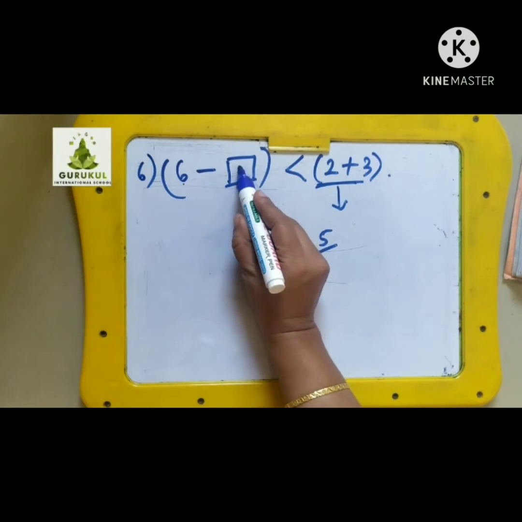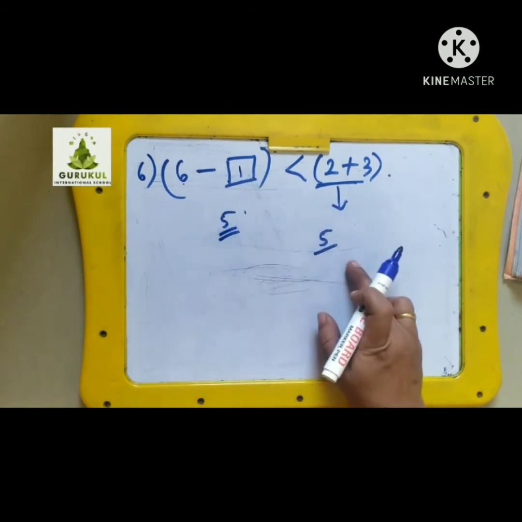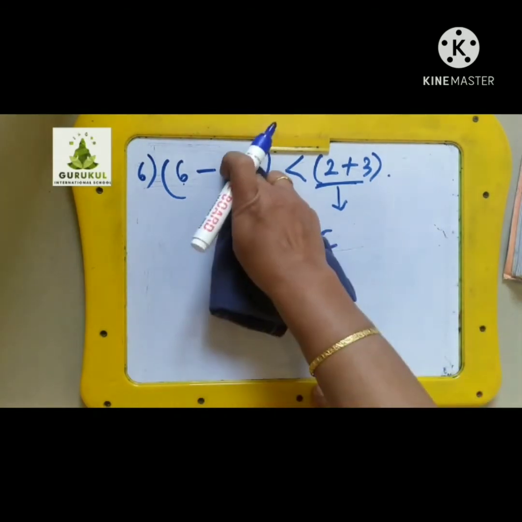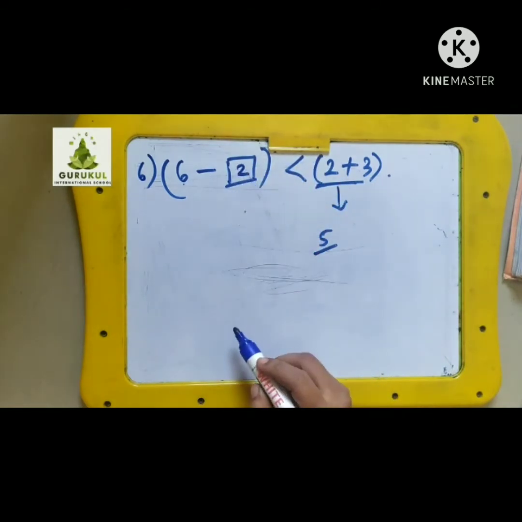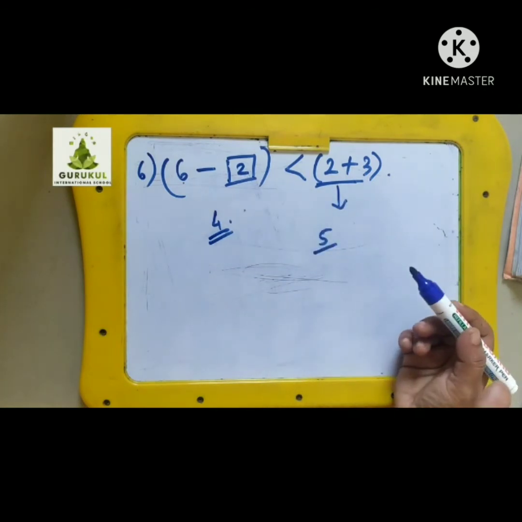So if I do here 6 minus 1, the answer comes as 5. So 5 equal to 5. So this will be the incorrect one. So you can't decide 1 over here. Then what you can do is 6 minus 2. 6 minus 2 is giving you the answer 4. Correct. That means you can choose 2 over here.